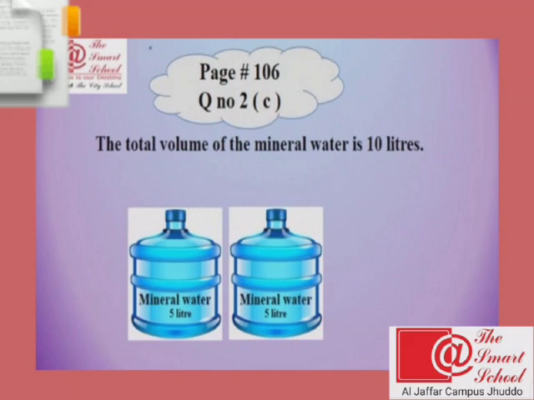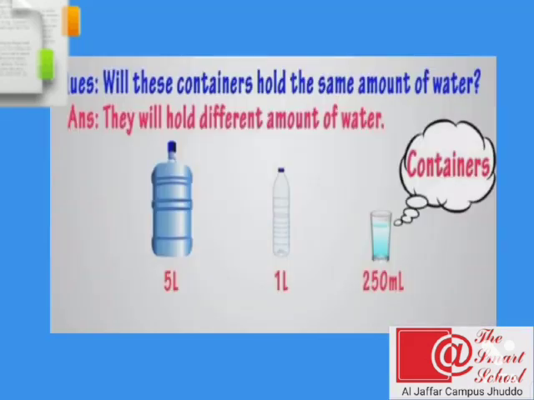Substances like water, milk, petrol, oil, etc. are called liquids. The capacity of a container is the quantity of a liquid it can hold. Look at the screen. There is a question. Question number 1: will these containers hold the same amount of water? No, they will hold different amounts of water because each bottle is different from the others.